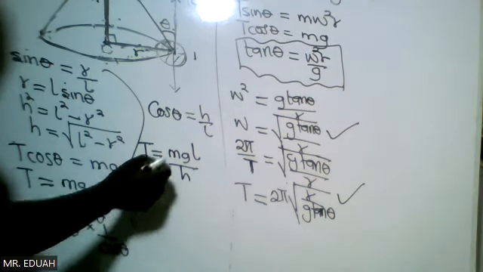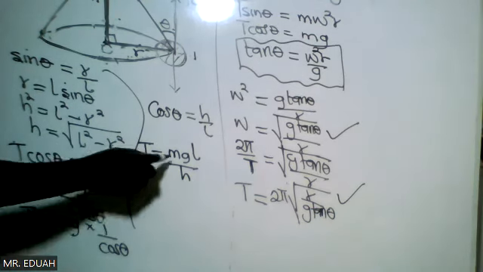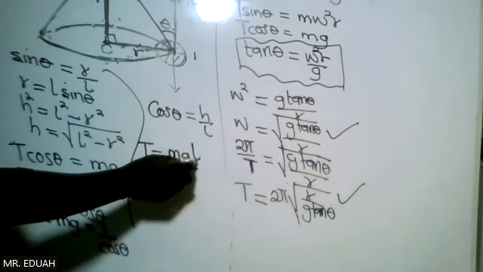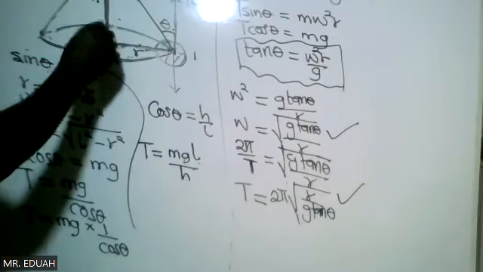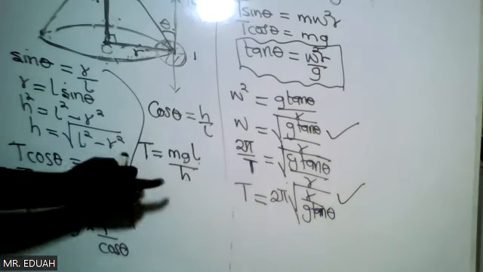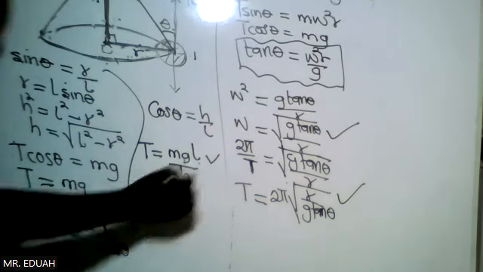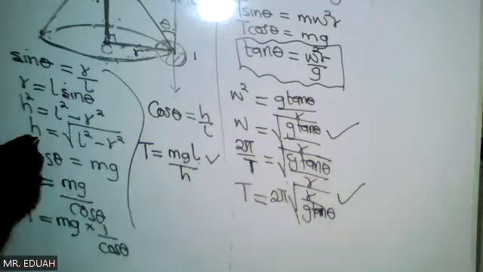What this means is that if we have the mass of the object, gravity, the length of the string, and this vertical height H, we can find the tension. Are we okay with this relation? Yes, please.